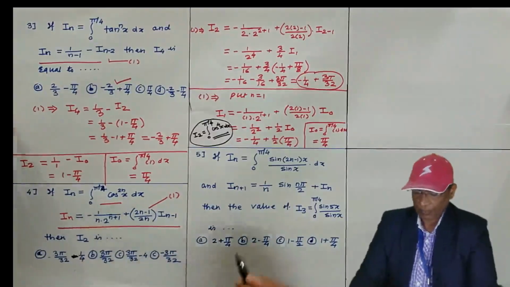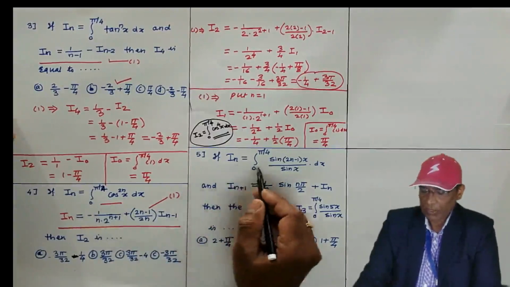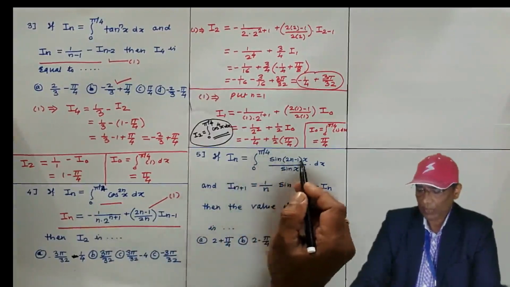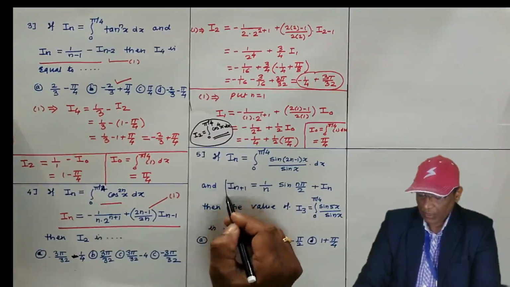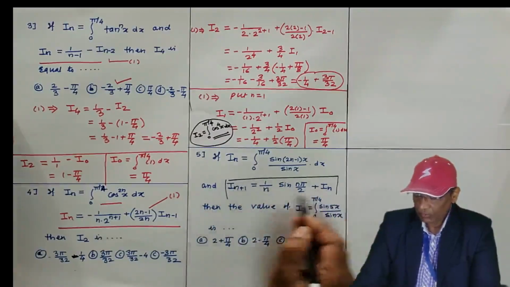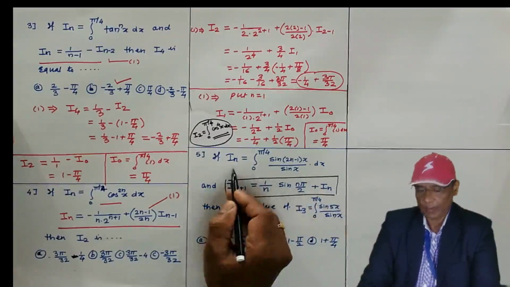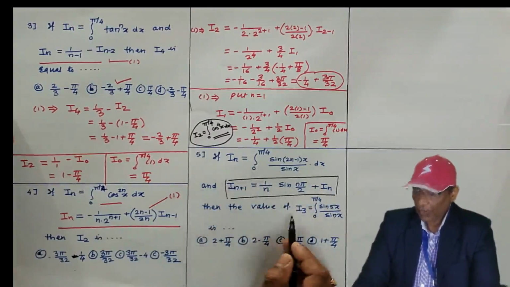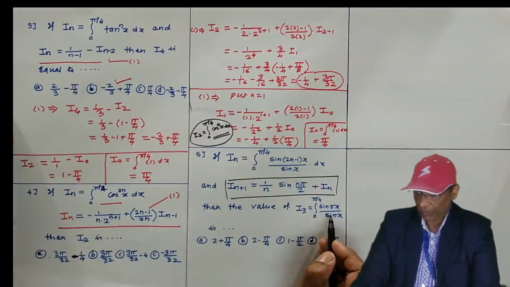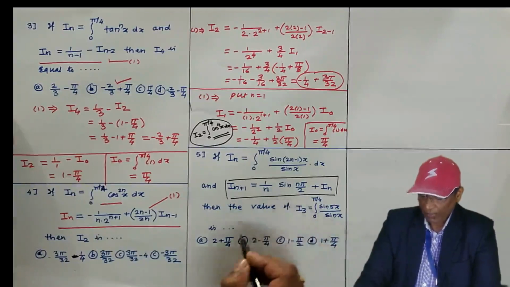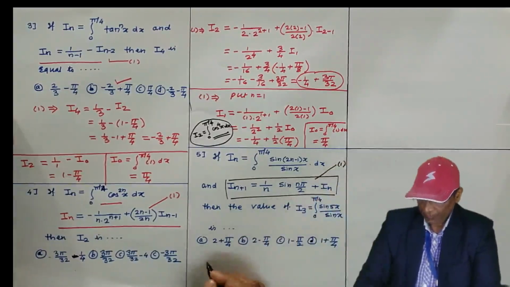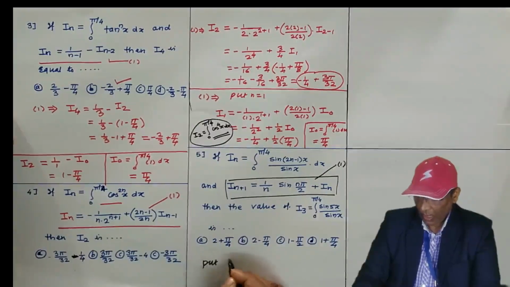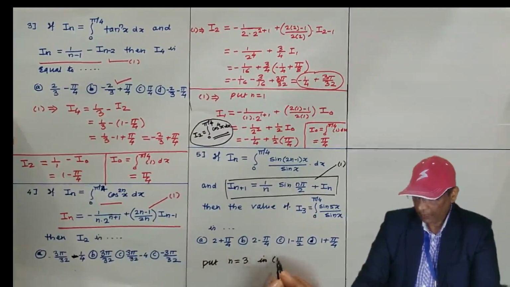Now, the next problem. If I_n equals integral 0 to pi by 4 of sine (2n minus 1)x by sine x dx, reduction formula is given to you. This is the reduction formula of I_n. Then the value of I3 is required to be found. So how to get value of I3? This is our equation 1, the given reduction formula. Put n equal to 3 in equation 1.